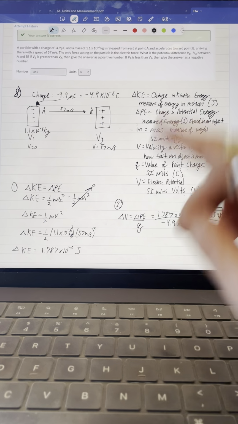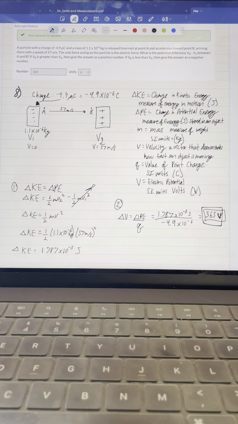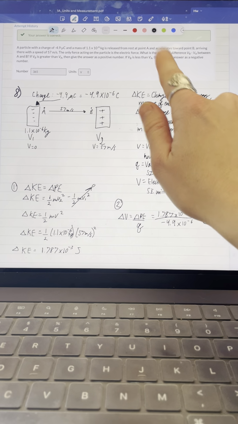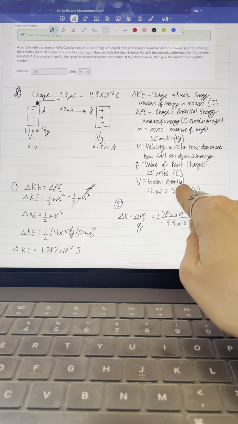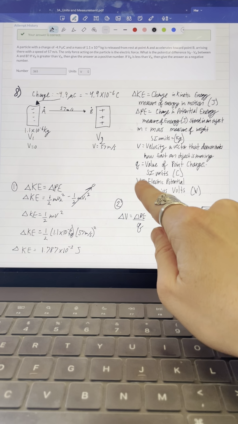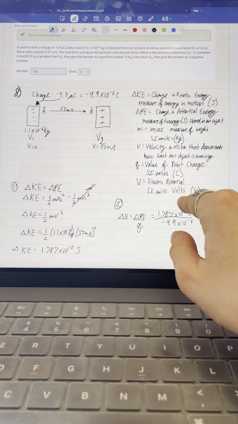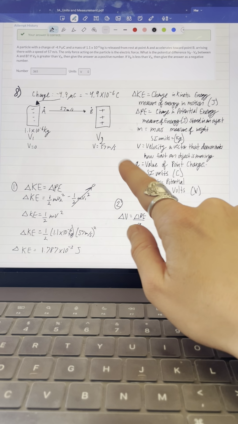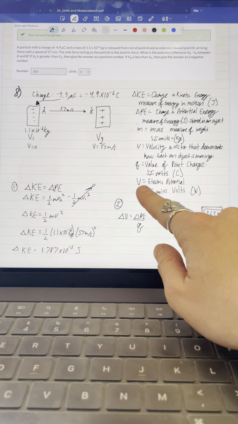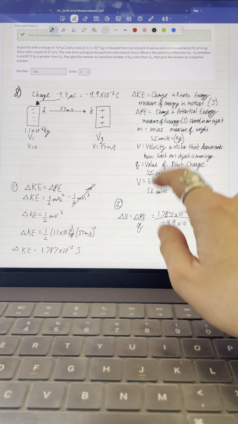So first of all, I know that I'm going to be looking for potential difference, and I know that potential difference is electric potential, and that's measured in volts. That's its SI unit, and it's just a V. So I know I'm going to be looking for V, and then I'm given a bunch of other information.